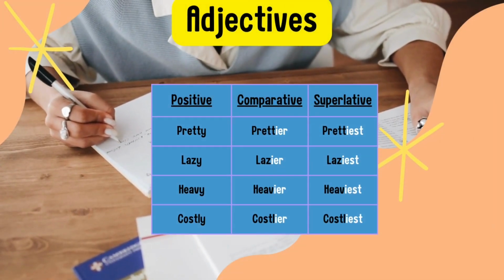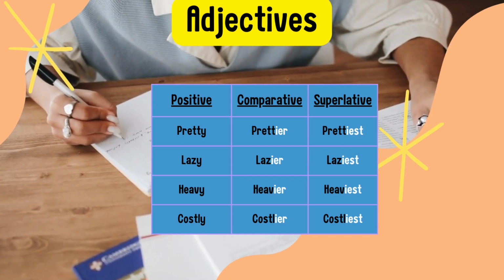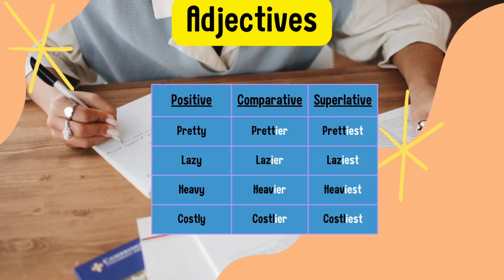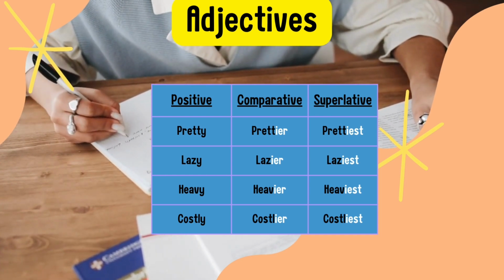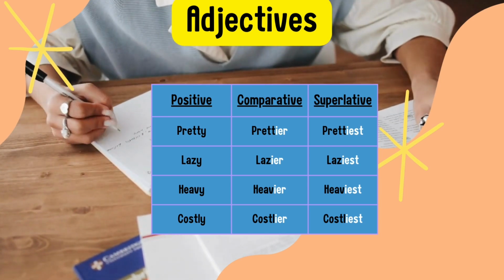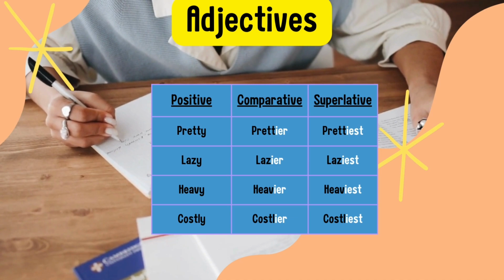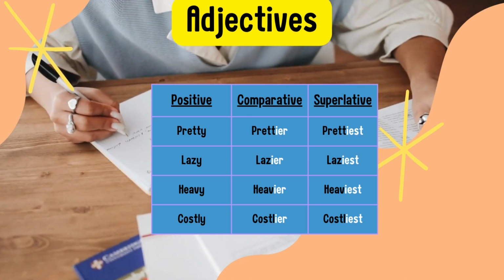For adjectives which end with y, we need to replace y by ier in comparative and iest in superlative. Pretty, prettier, prettiest; lazy, lazier, laziest; heavy, heavier, heaviest; costly, costlier, costliest.